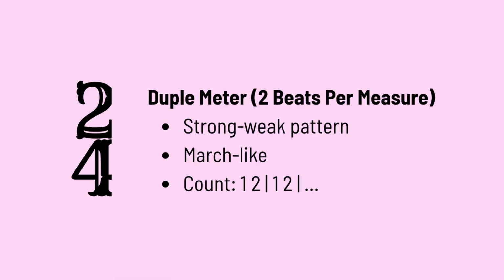Let's start with 2/4 time. In 2/4, there are 2 beats in every measure. We count it like this: 1, 2, 1, 2. This is called duple meter because the beats are grouped in 2s. The usual feeling is strong, weak, strong, weak. You often hear this kind of meter in marches because it has that steady left-right feeling.